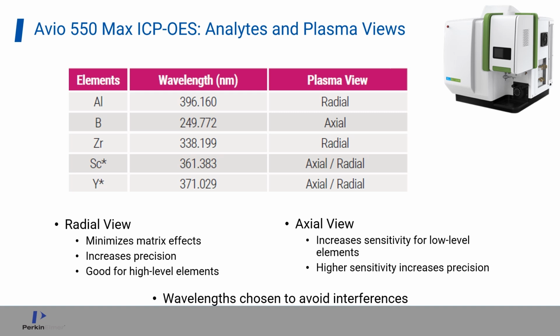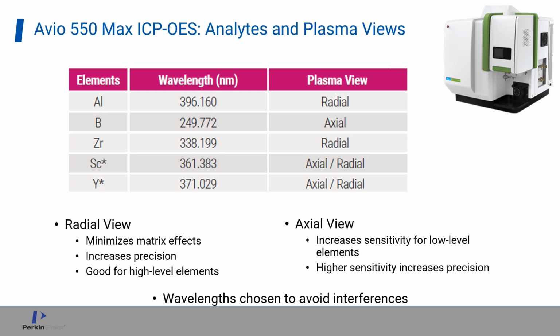Now, the reason we use 2 different plasma views is that each provides something different. Radial view will minimize matrix effects and increase precision, and it's good for higher level elements. In this case, the aluminum and zirconium were present at higher levels than the boron. However, axial view will increase sensitivity for low-level elements, and if we have low-intensity elements, higher sensitivity will increase the precision.